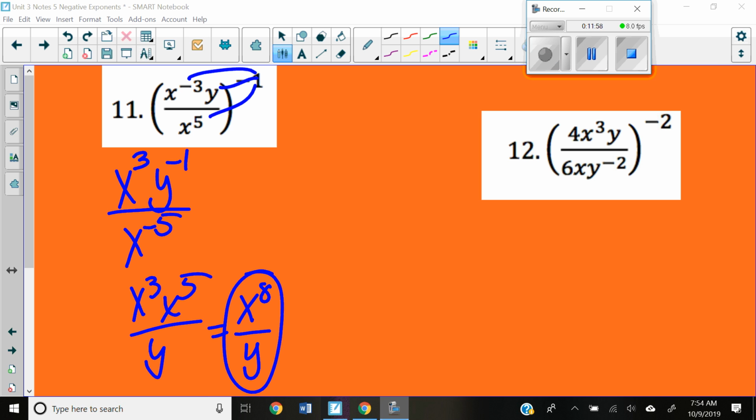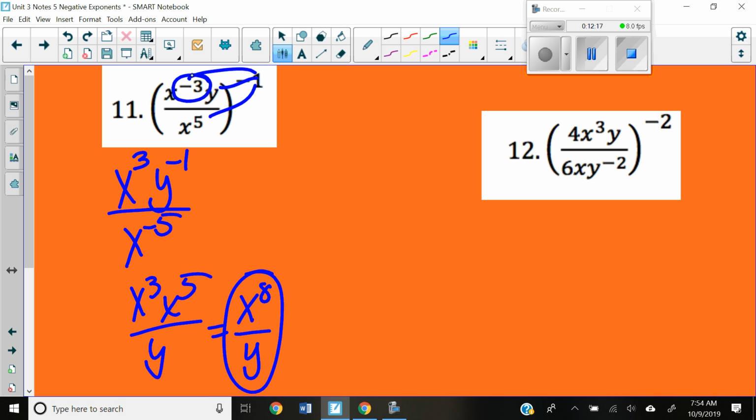All right, welcome back. So you'll see I just have 11 done. We'll get to 12 in just a minute. So I like to distribute my negative through, and here's a big reason why. I see I have that negative in there, so I don't want to screw it up by trying to flip it and then maybe accidentally get rid of it. So I'm just going to distribute my negative through.